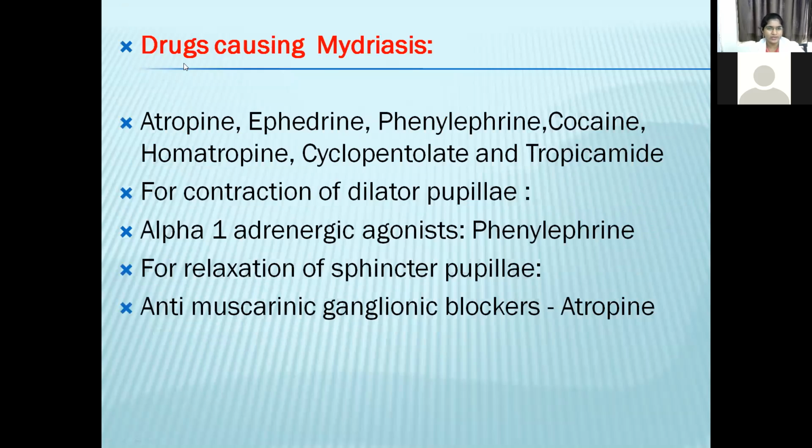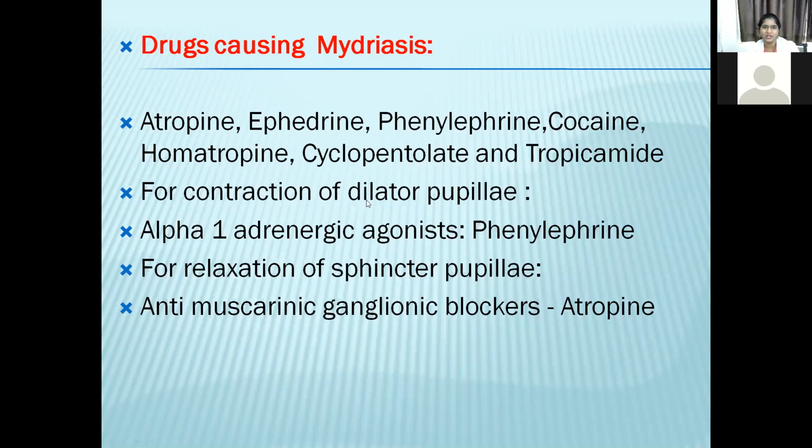So what are the drugs causing mydriasis? What is mydriasis? Increase in the pupil size is called mydriasis. Usually atropine, anticholinergic drugs and adrenergic drugs cause mydriasis. It produces dilatation of the pupil. Anticholinergic drugs are atropine, homatropine, cyclopentolate and tropicamide, and adrenergic drugs are epinephrine, phenylephrine and cocaine. These drugs produce mydriasis.